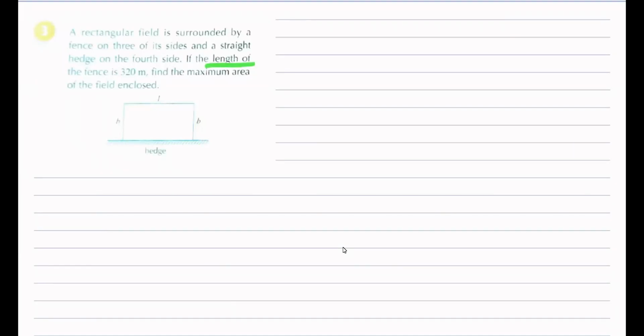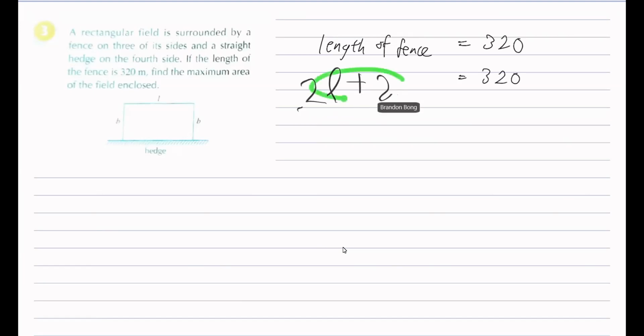Anyways, if the length of the fence is 320 meters, find the maximum area of the field enclosed. So what's the length equal to? Actually, no, sorry. You don't need that. It's not necessary. Just use the English words, length of fence. We know it's equal to 320 meters, but what's a formula we can form regarding 320?